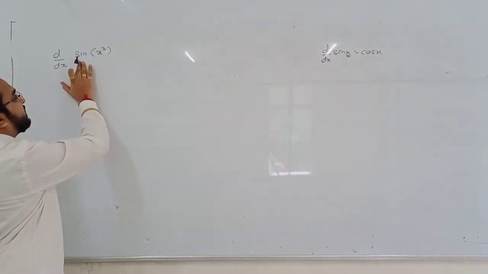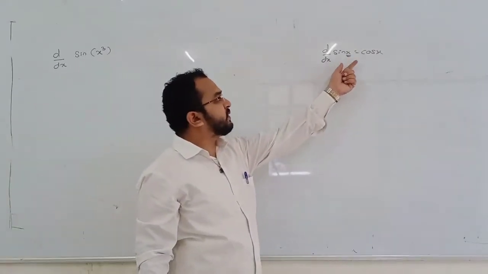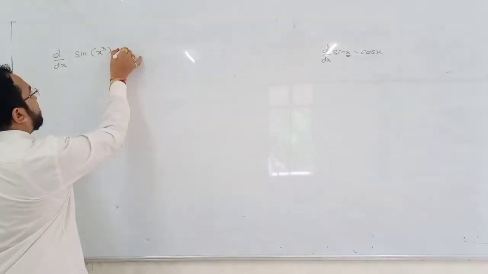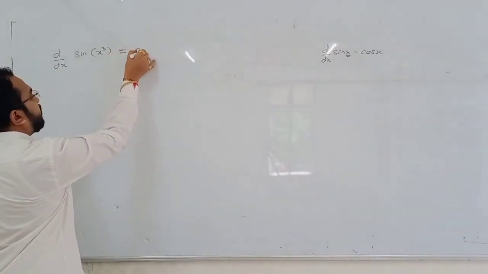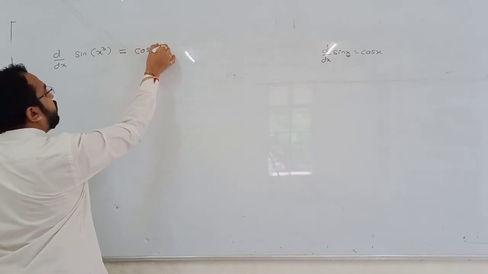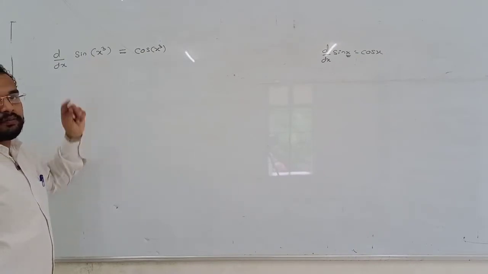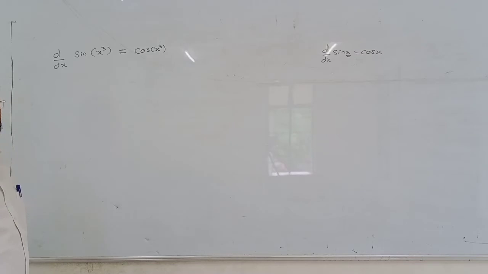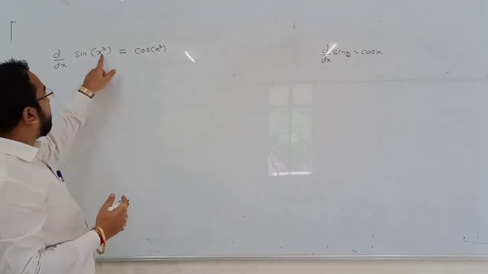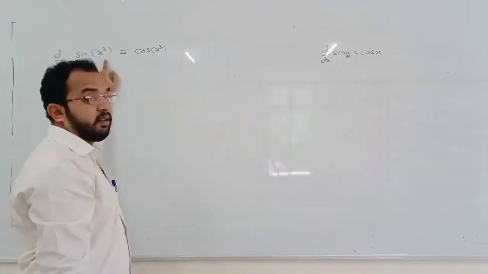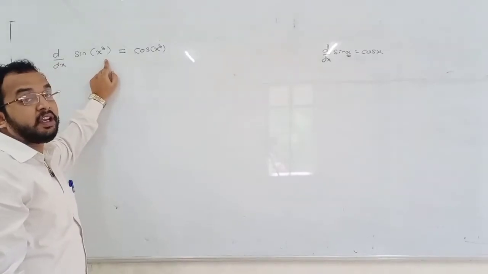So we are seeing sin of something. What is the differentiation of sin something? Differentiation of sin something is cos something, so the differentiation will be cos x cube. But tell me, is this something x or not? No. That something is x cube. It is not x, it is something other than x. Then we have to differentiate it again in the product.